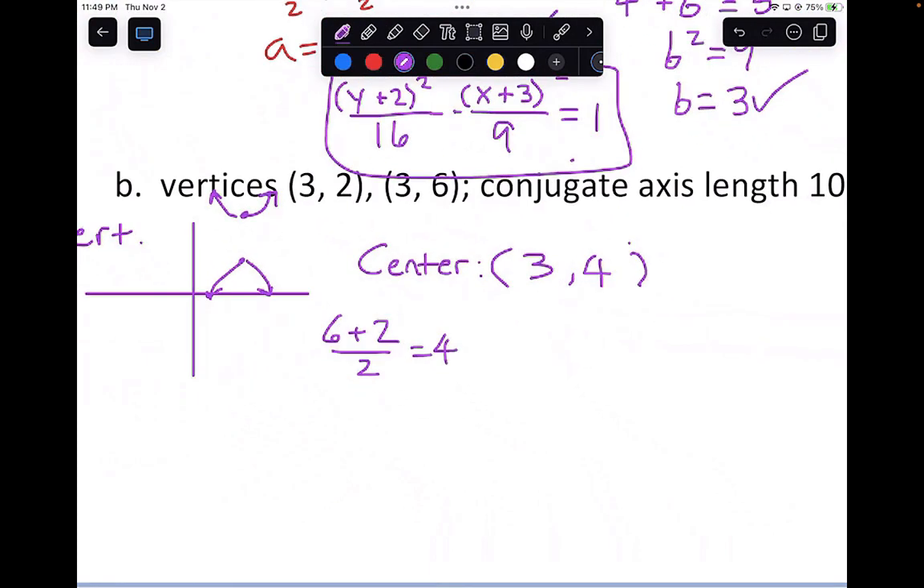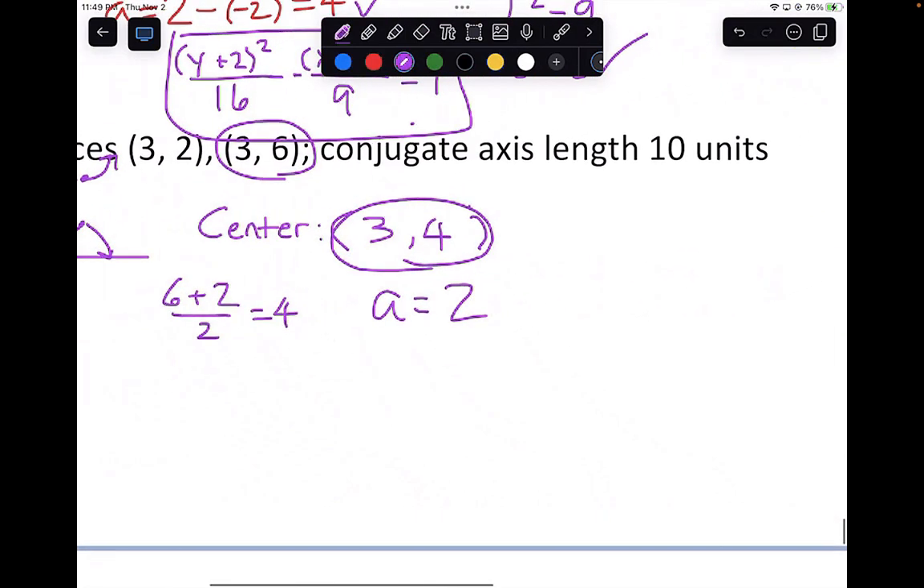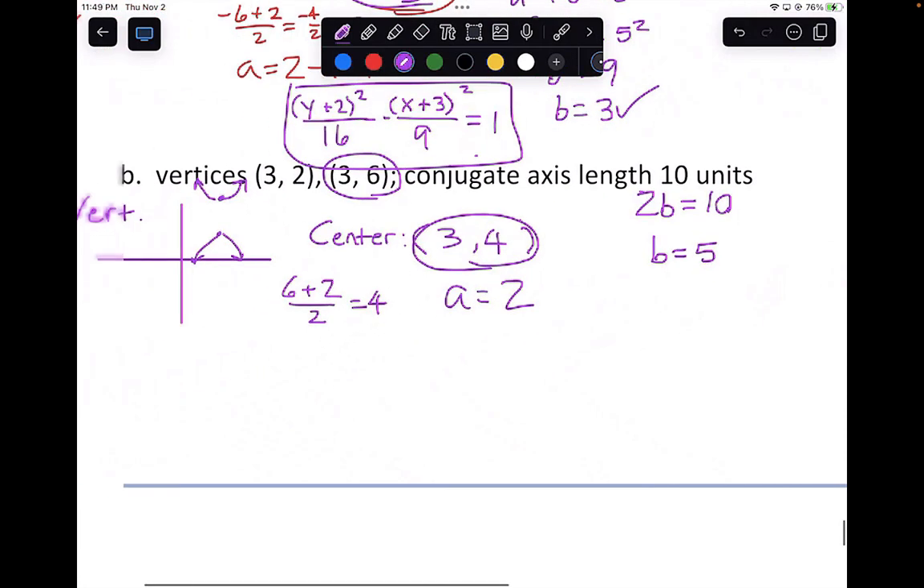The distance from the center to one of the two vertices should be the same, whichever one you choose. When you subtract those, it does look like that comes out to an a value of 2. And then the length of the conjugate axis, this will actually help you find b. This is 2 times b, which has to be 10, which means b is 5 when you divide right there.